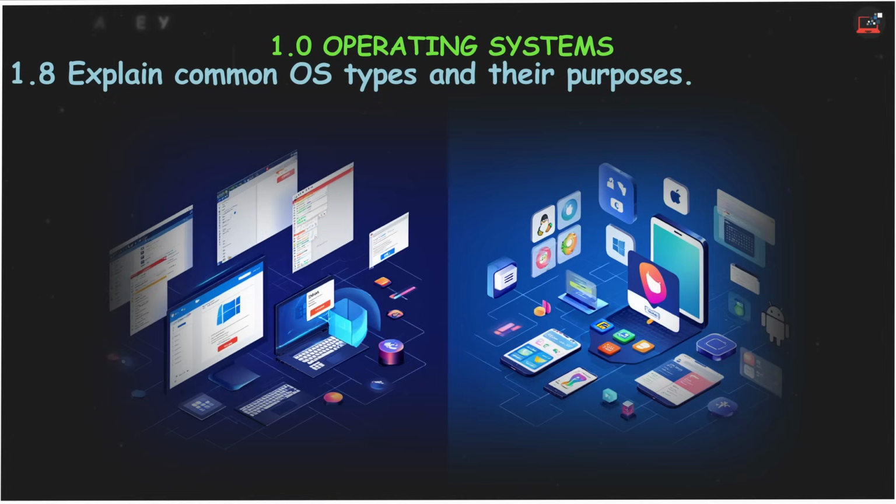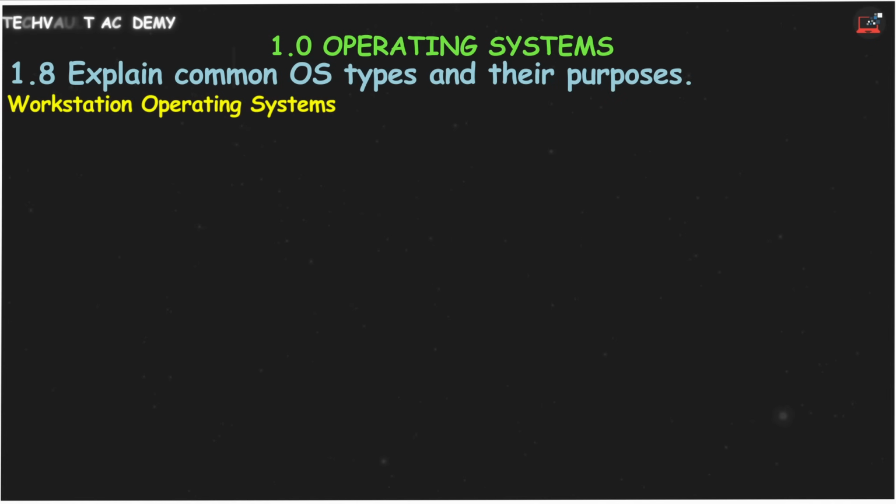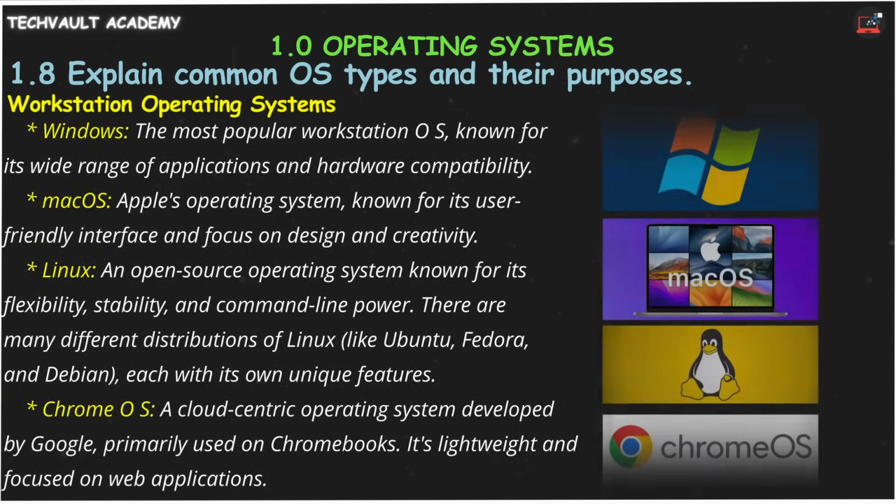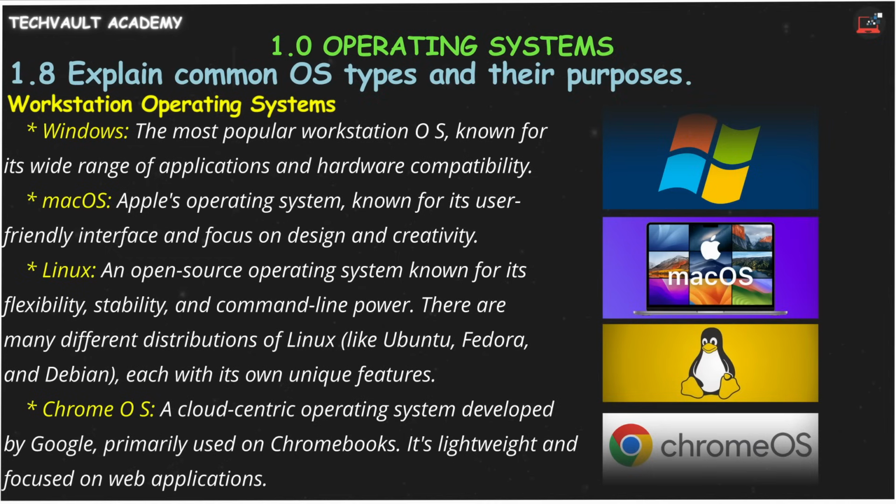We can broadly categorize operating systems into two main groups. Workstation operating systems. These are designed for desktop and laptop computers. The main players are Windows, the most popular workstation OS, known for its wide range of applications and hardware compatibility. macOS, Apple's operating system, known for its user-friendly interface and focus on design and creativity. Linux, an open-source operating system known for its flexibility, stability, and command-line power.